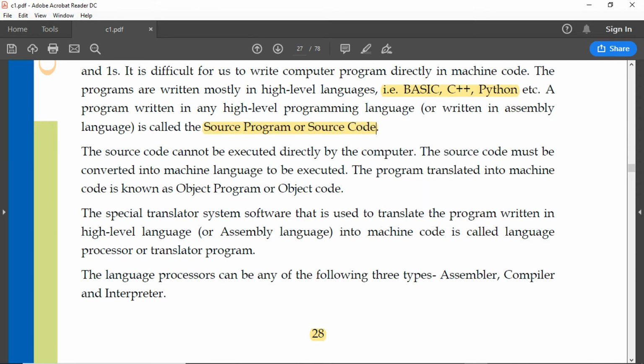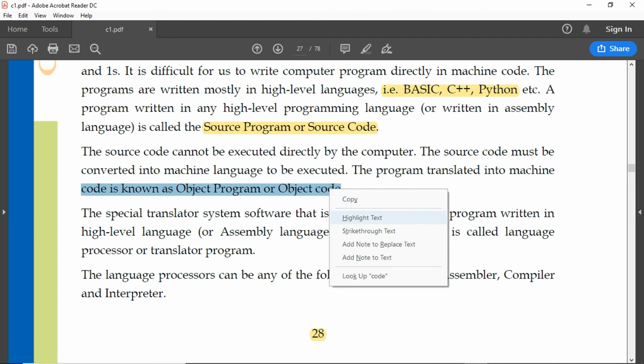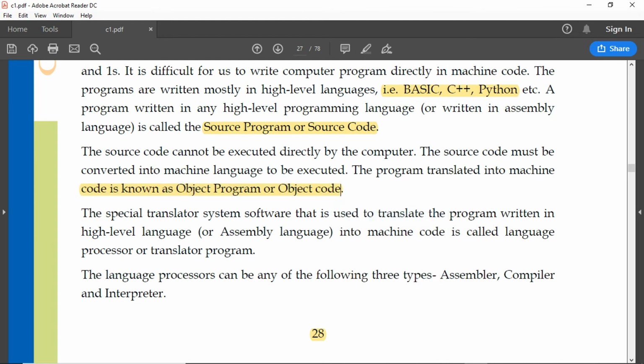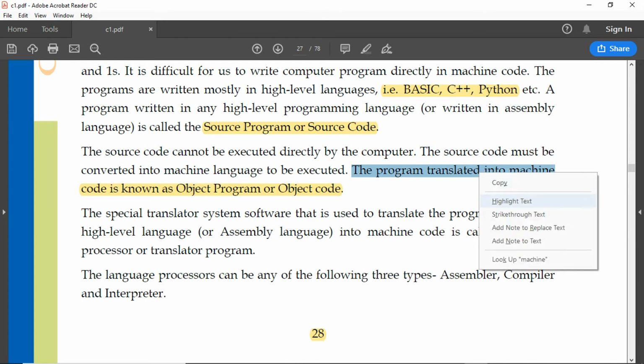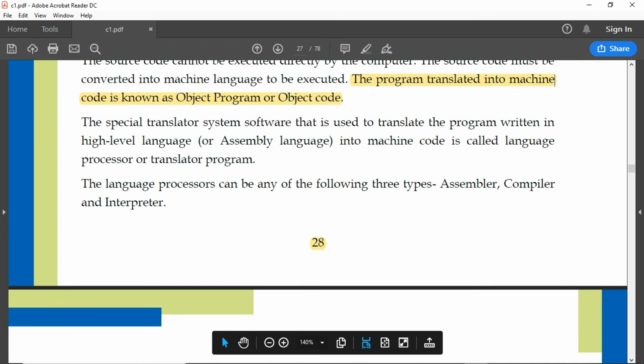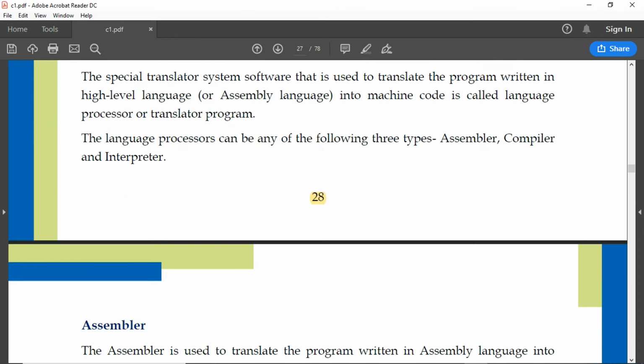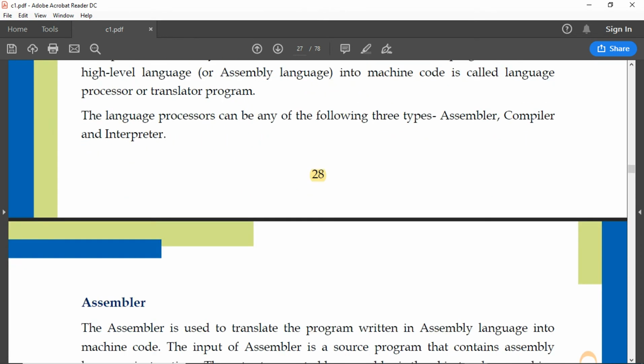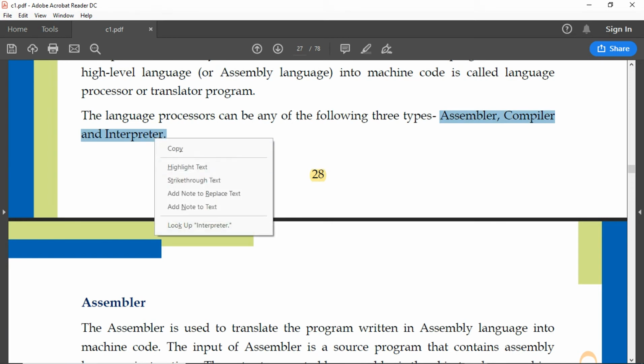The source code cannot be executed directly by the computer. The source code must be converted into machine language to be executed. The program translated into machine code is known as object program or object code. The special translator system software that is used to translate the program written in high-level language, or assembly language, into machine code is called language processor or translator program. The language processors can be any of the following three types: assembler, compiler, and interpreter.